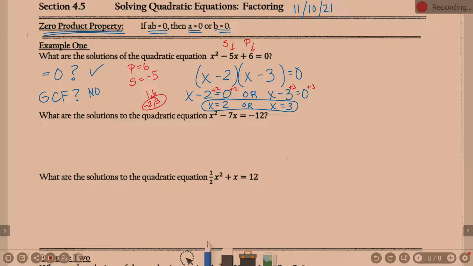Okay, is that the answer? That's the answer. You're done. So you literally just set the parentheses equal to 0. Yes. That's it? That's it.